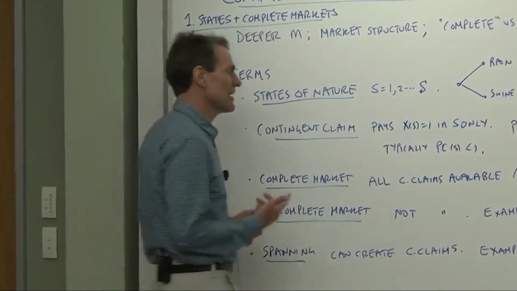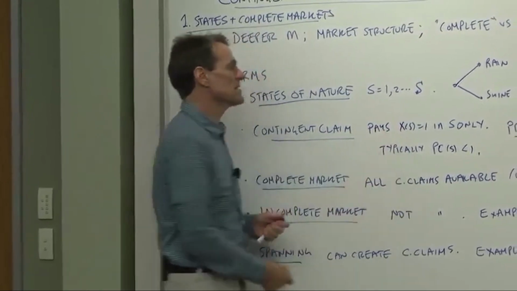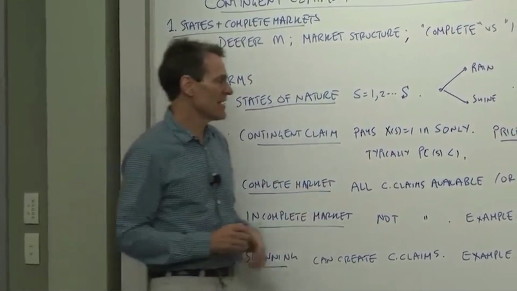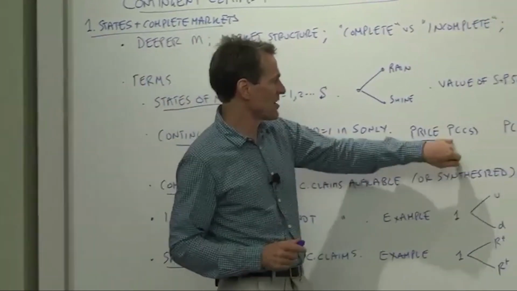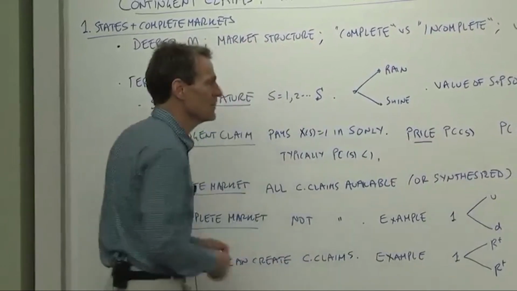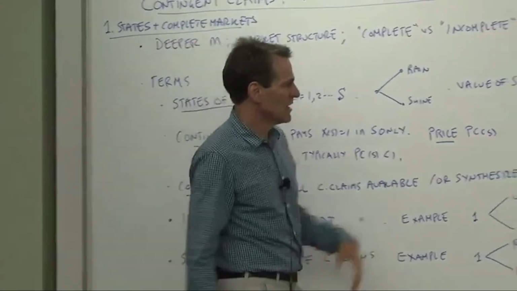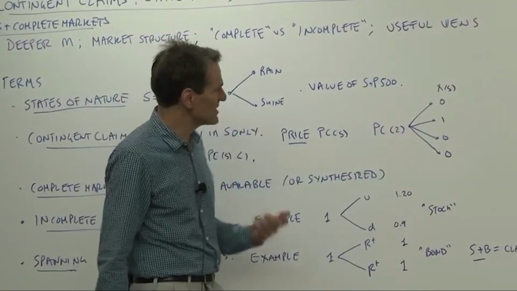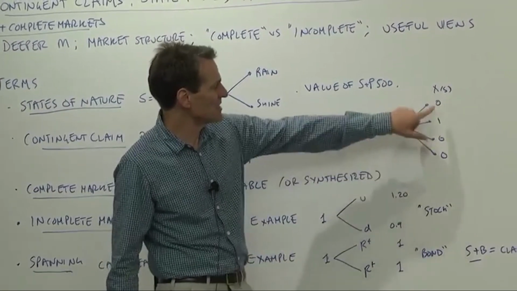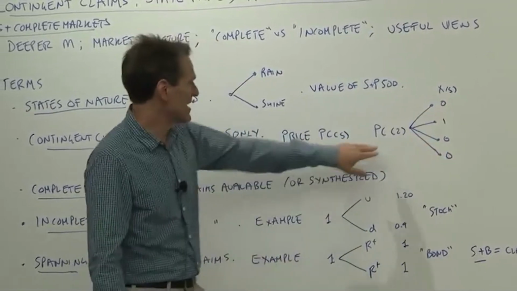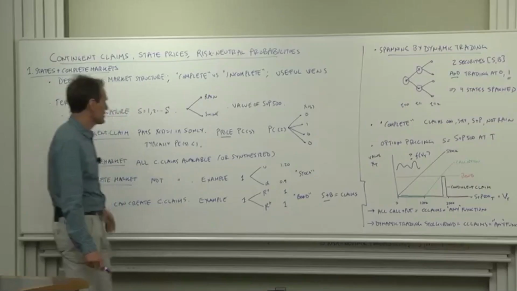Contingent claims are a very special kind of asset. A contingent claim pays 1 unit in one state and nothing in any other state. It has a contingent claims price, which I call PC for contingent claim. PC of s tells us the price in any state s. So for example, I drew a case here where there are 4 possible states. The contingent claim to state 2 pays 1 unit in state 2, nothing in any other state, and it has a contingent claims price, PC of 2.